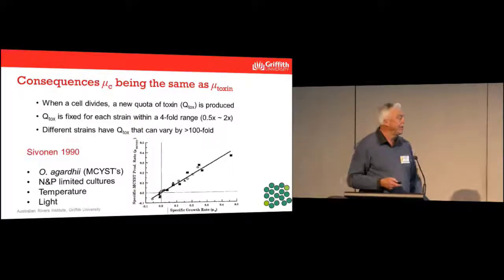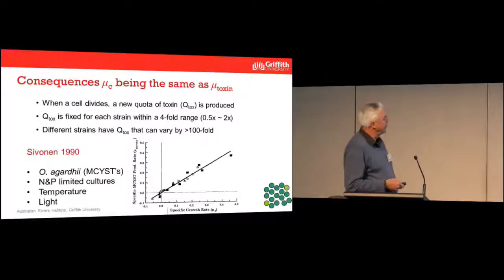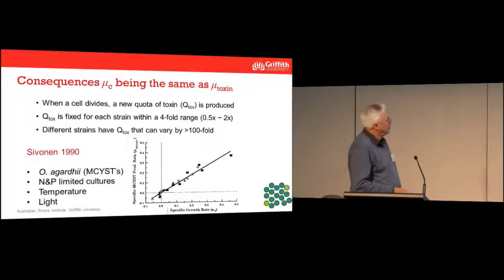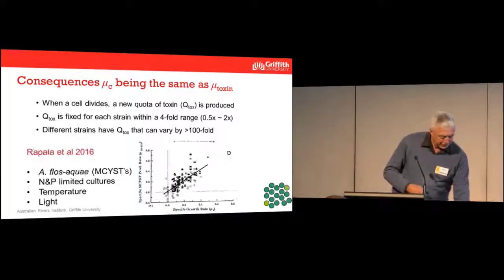So if we go back quickly now and have a look at some of the results from those previous studies that I mentioned, we plot specific growth rate against the microcystin production rate for the work that was presented by Sivonen on Oscillatoria under N and P limited cultures, temperature and light. Again, we get a 1-to-1 straight line, and it doesn't matter what the strain is or what the environmental variable is, they all lie on that one line.